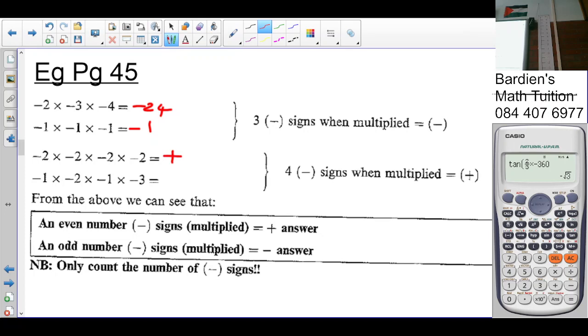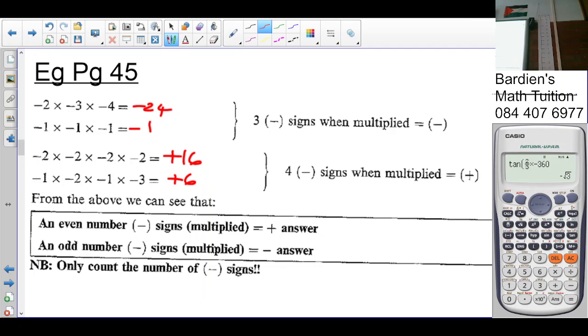So what's 2 times 2? 4. 4 times 2? 8. 8 times 2? 16. But the sign. What's negative times negative, Michael? Positive. Positive times negative? Negative. Negative times negative? Positive. So it's positive. What's 1 times 2? 2 times 1? 2 times 3? 6. So it's just 6, or positive.